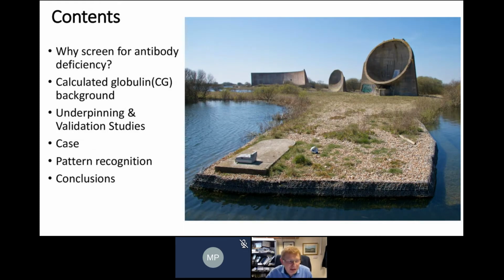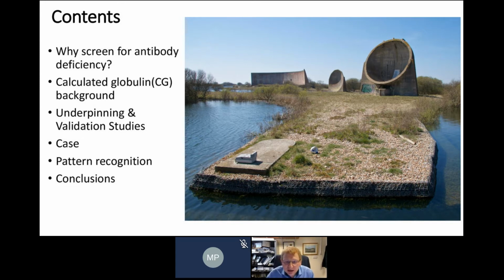Over the next, say, 20 minutes or so, I'd like to walk you through what those actually are, why we would screen for antibody deficiency at all, and go through some of the underpinning work behind this so that you can see that, and then also some of the subsequent validation studies, and then talk through a case presentation and look at how we've extended the use of this very straightforward technique, and then wrap up.